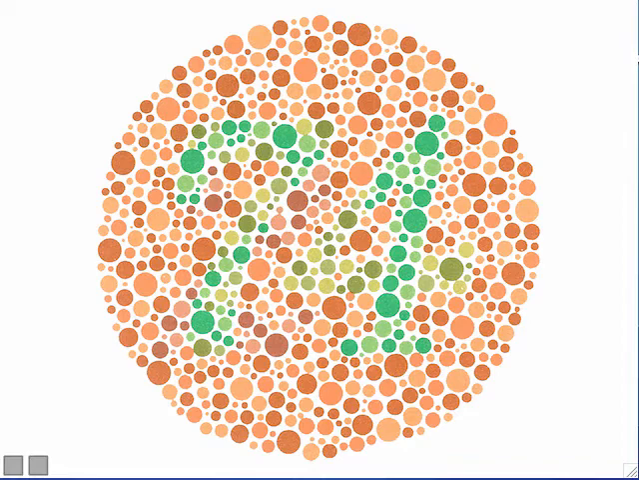Now, because of the way the genetics work for color blindness, it's much more common in males than in females. About 1 in 12 males is colorblind, but only about 1 in 200 females is colorblind. So it's not impossible for a woman to be colorblind, but it's just a lot more rare in women than it is in men.